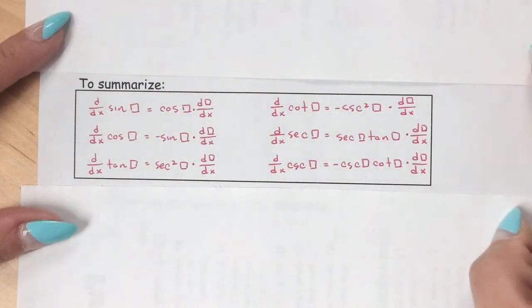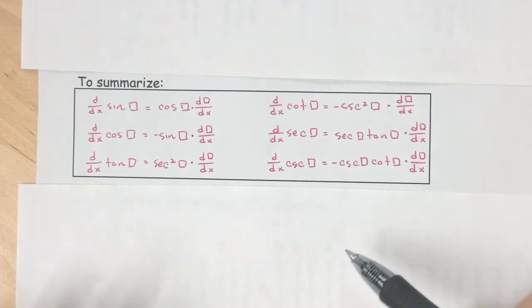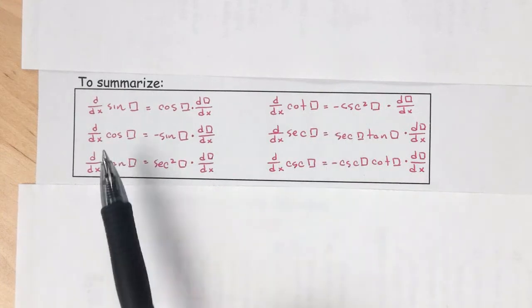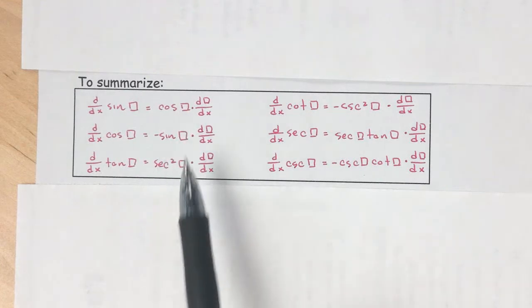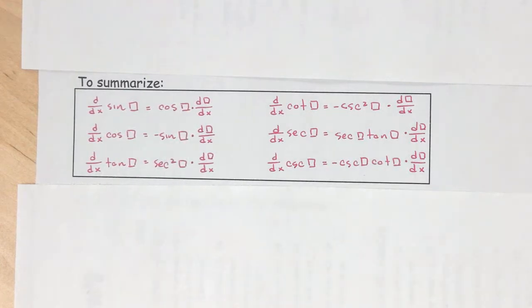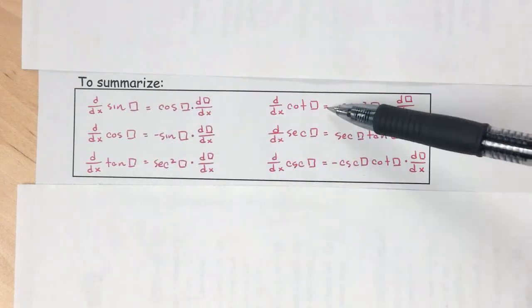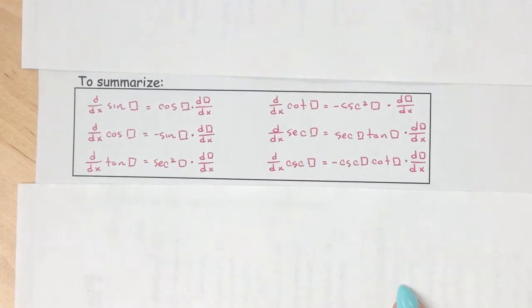So pause and jot down all 6 derivatives. These are the actual derivative rules, okay? Make sure that you have the negatives for your cotangent and cosine and cosecant. Make sure that you have your squares in the right place, all that good stuff. So derivative of sine, cosine, tangent, cotangent, secant, and cosecant. Okay, so let me show you some examples of each one, all right?